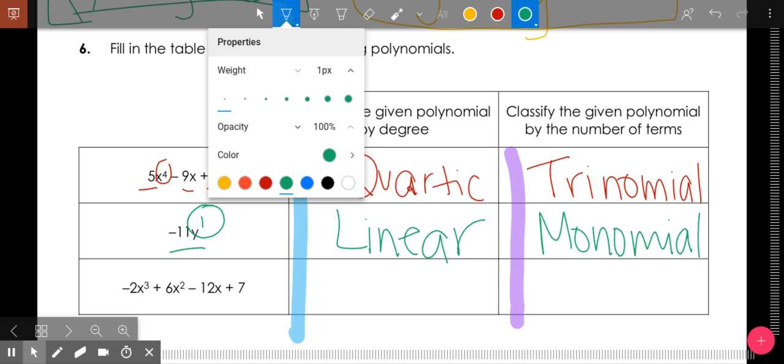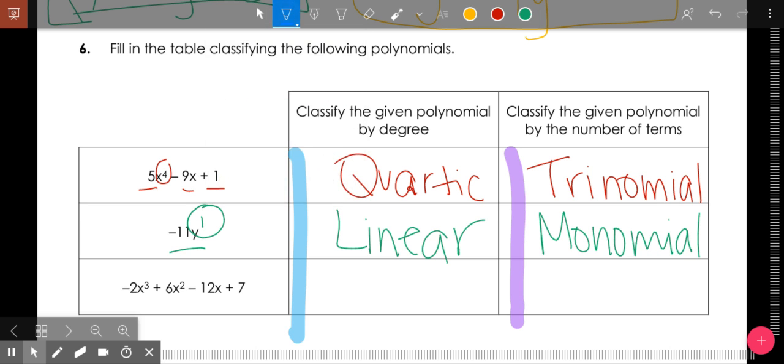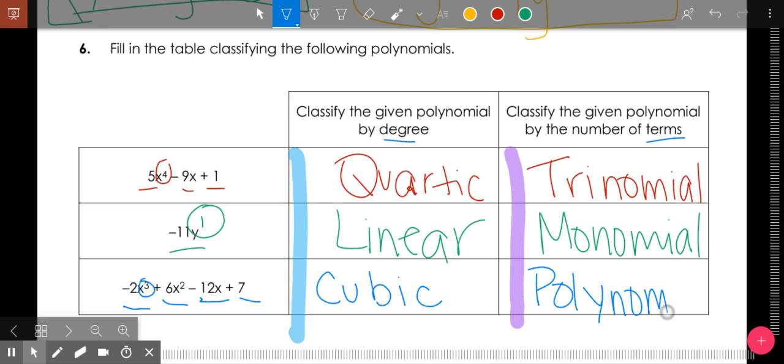Next one. My biggest exponent is 3, so it's cubic as my degree. And make sure you guys classify between degree and terms. And then my terms, I have 1, 2, 3, 4. And it is a polynomial since it's 4 and more. Remember the terms you classify by, so addition or subtraction sign separates your terms.